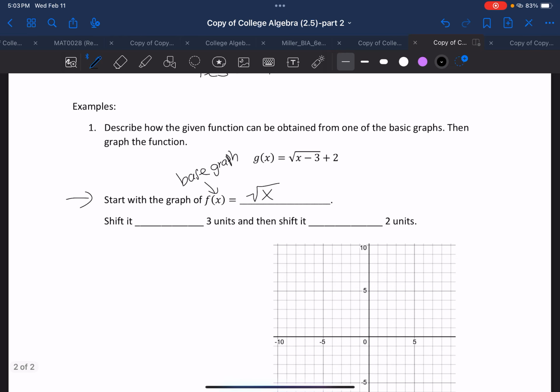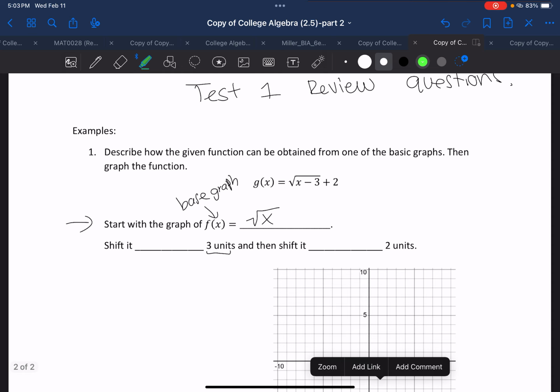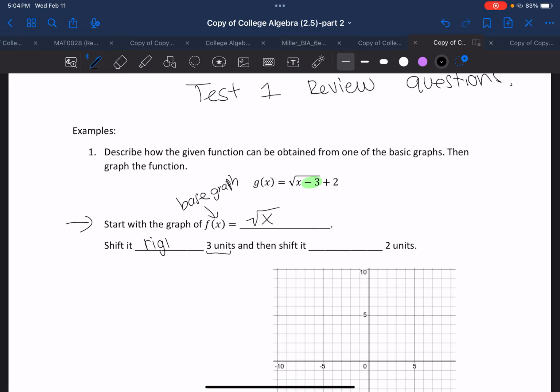And then it says shift it blank 3 units. So when I look at the 3, I see the 3 they're talking about. It's being subtracted directly to the x underneath the square root. So when it's happening directly to the x, that's a horizontal shift, and this is the one that's counterintuitive. So because it's being subtracted, it's actually going to go to the right. So this is shift it right 3 units.